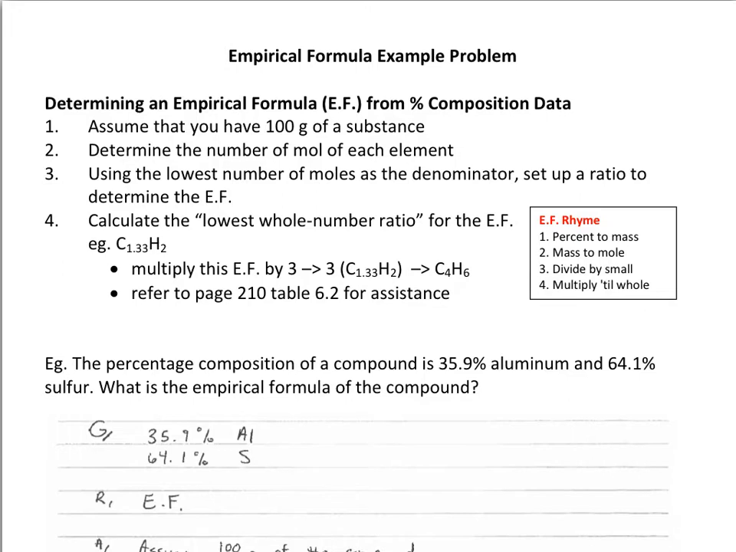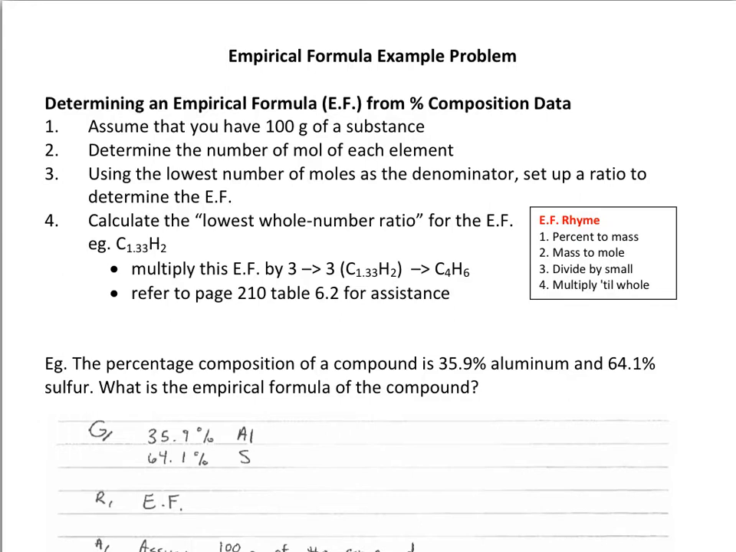I lay it out in 4 relatively easy steps, and so you want to take the percent data and assume you have 100 grams, and then determine the number of moles of each element that is present. And then you're really trying to find a ratio between the elements that are present. And so you're going to use the number of moles that you calculate to help you set up that ratio, and I'll explain that a little bit more clearly in the example.